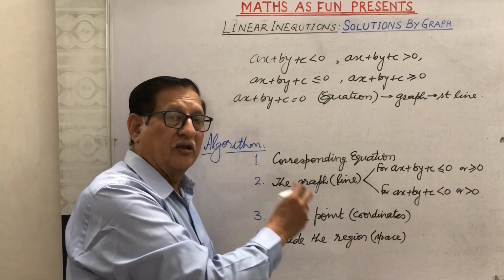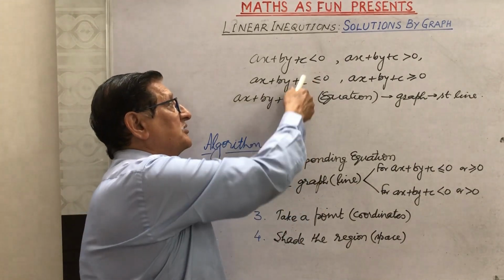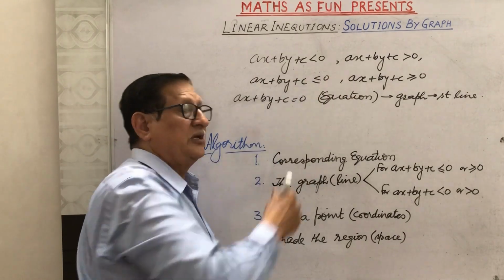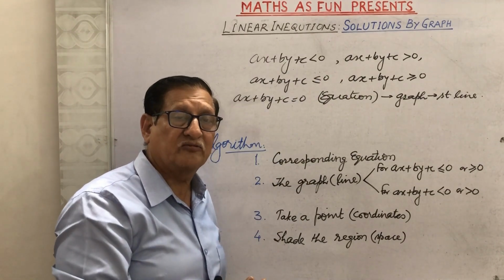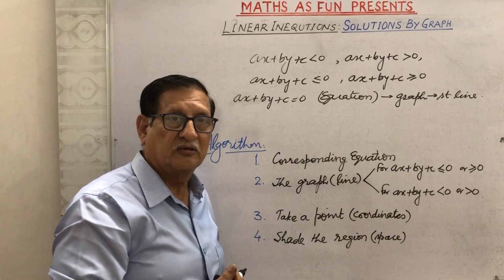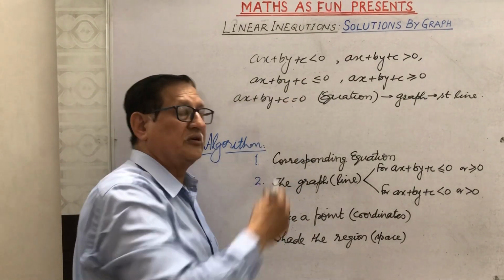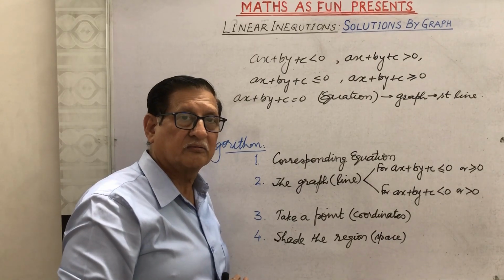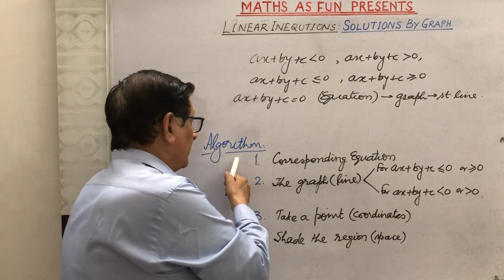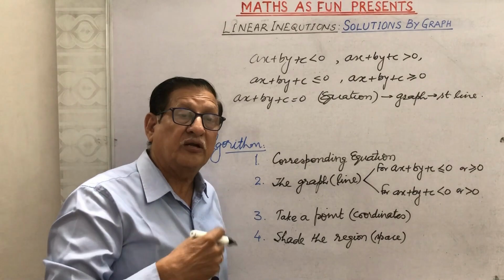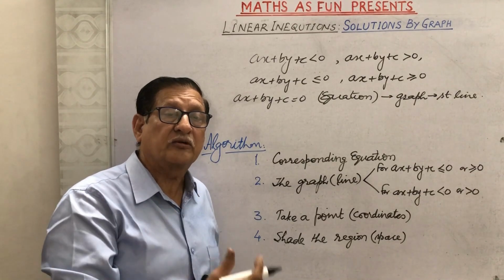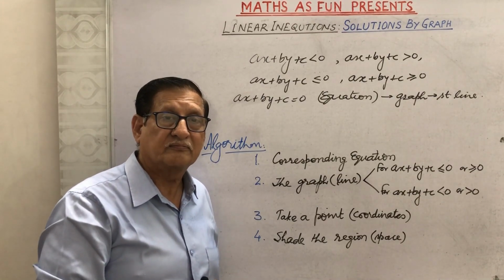In the same way, the lines represented by these inequalities also will be dividing the xy plane into two spaces. We have to find which is the space representing the solution of the inequality. So here we have to learn the algorithm. What algorithm are we going to follow to find the solution by graph?